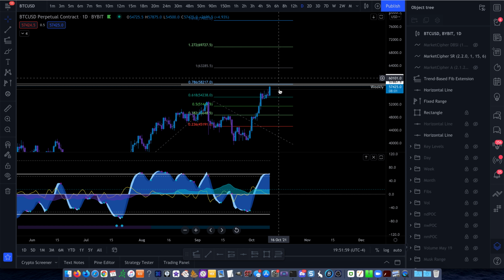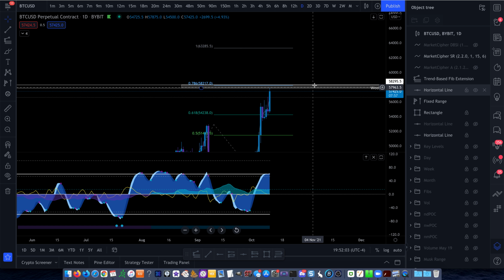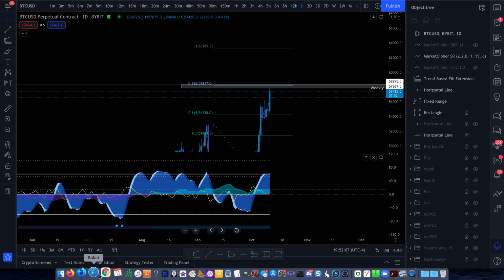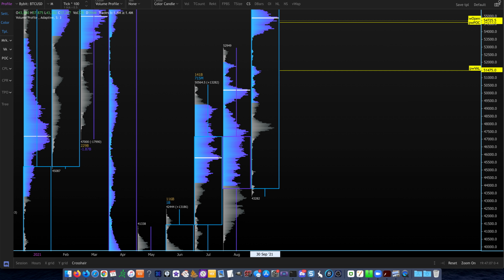So we're coming up to the next area of resistance. Not only is it a Fib level, it's also a weekly level, it's also a point of control. It's also, if we go to a volume profile chart here, we can see that, whoa, what is going on here?